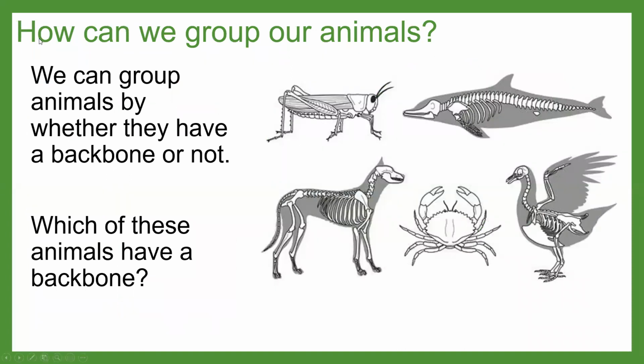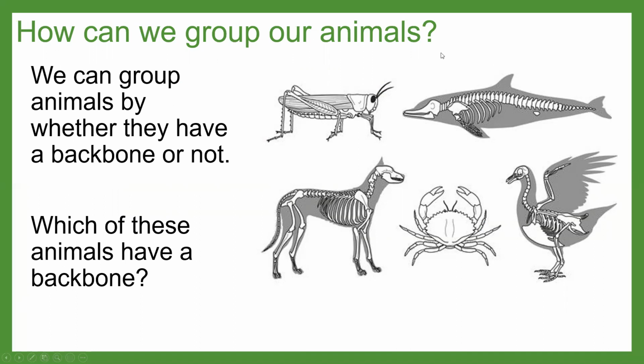Okay. How can we group our animals? Today we're thinking about how we group the animals. Well, we can group animals by whether they have a backbone or not. So we've really got to think about how the animals are made up. Which of these animals have a backbone?